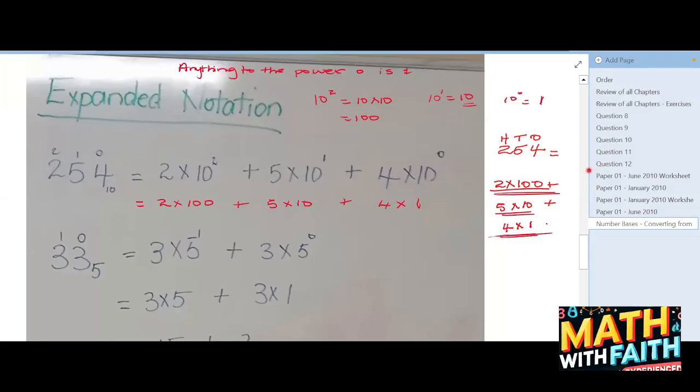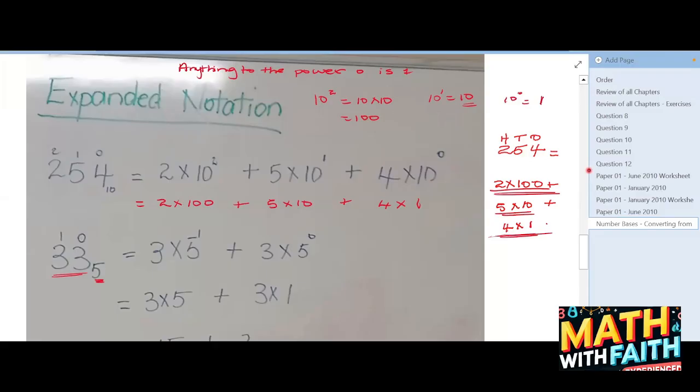Now we have to remember to call the columns 0, 1, and 2. And I'll tell you why. Because now let's look at 33 to the power 5. Now you can convert any base to base 10 by doing expanded notation, right? So let's look at 33. Now the base is 5.